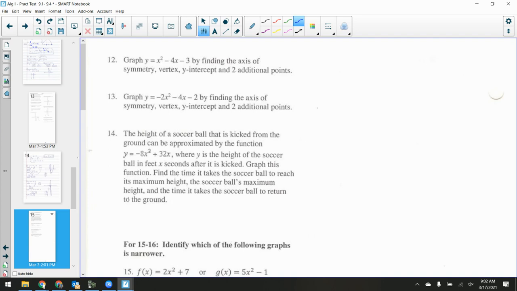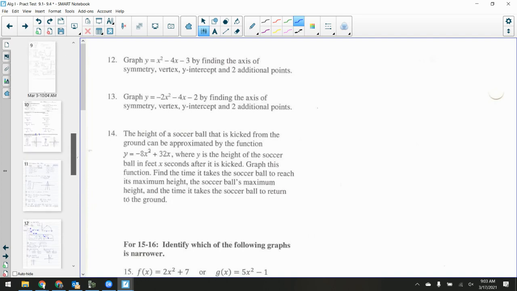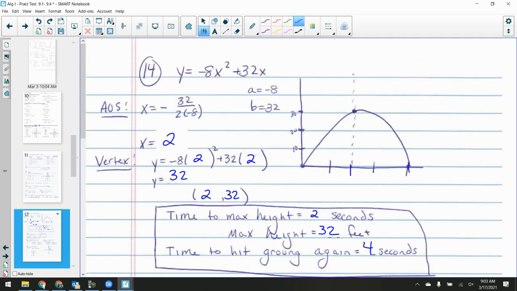Total time in the air, you just double the time it takes to get to the apex, so it would be 4 seconds to hit the ground again. So just showing the work up here. There's my final answer. Good, thank you, Carson.